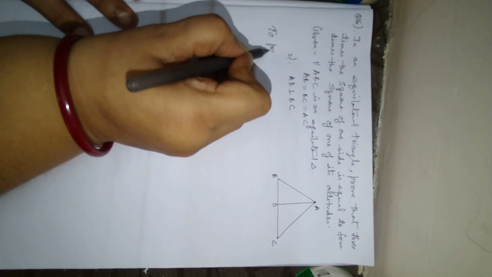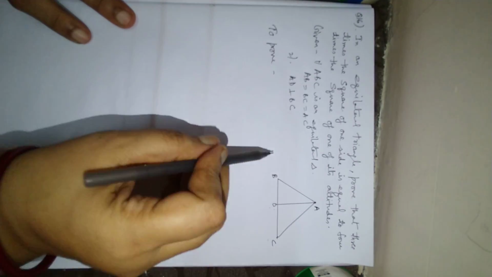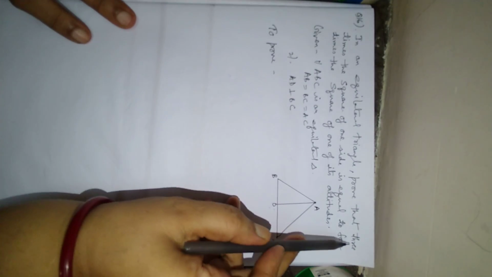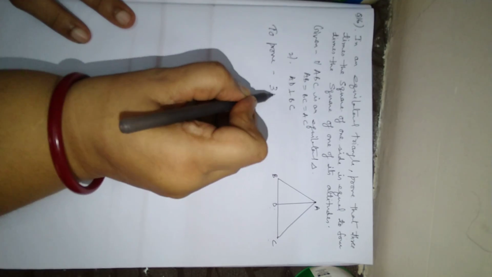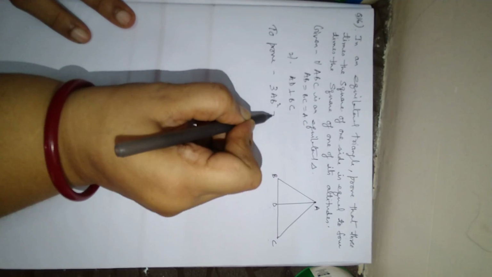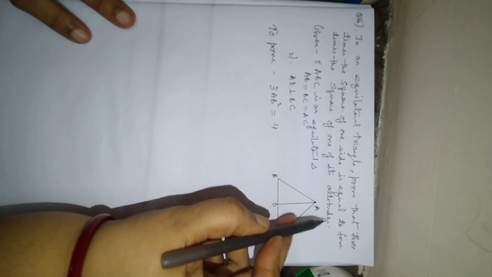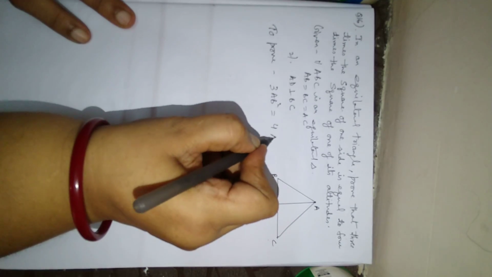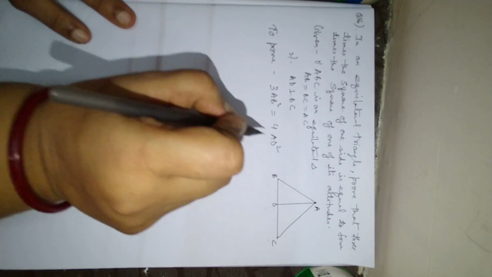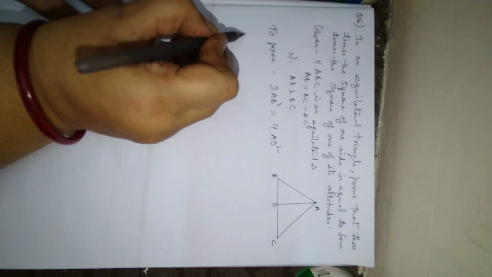What you have to prove? Prove is 3 times the square of one side. So 3 times of AB square, that is equals to 4 times the square of its altitude, that is 4 times AD square. Now see the proof.